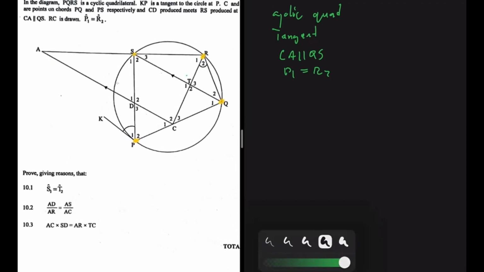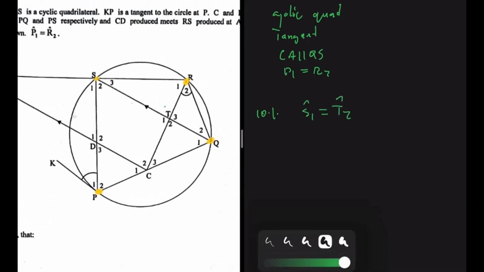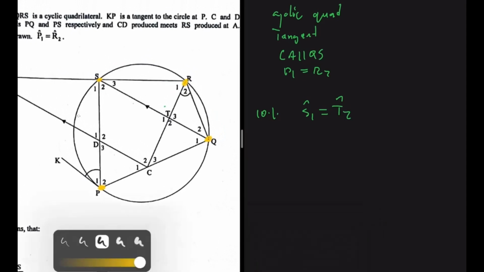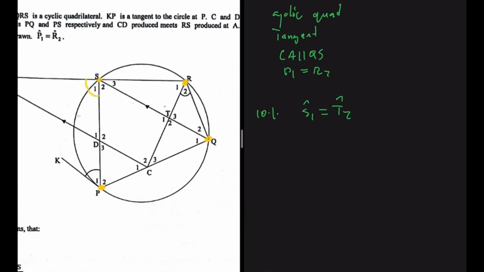So the first question, 10.1, is saying that let's prove, giving reasons, that S1 is equal to T2. And yes, indeed, S1 is equal to T2. Let me show you how. So let's look at S1. S1 is here, right? It is an exterior angle of a cyclic quad. We're using our first keyword there.